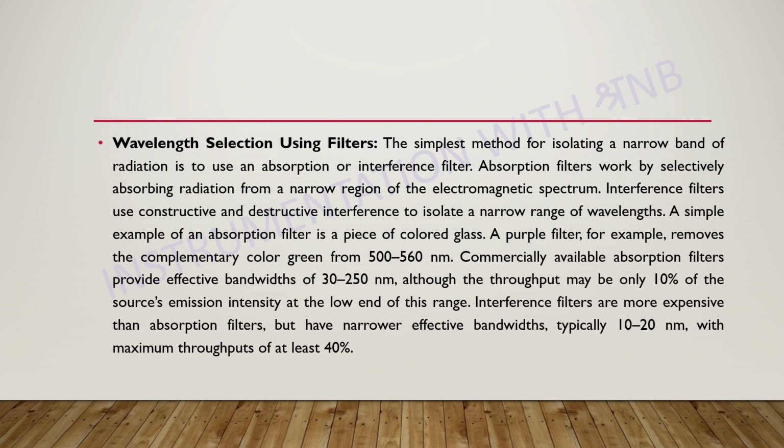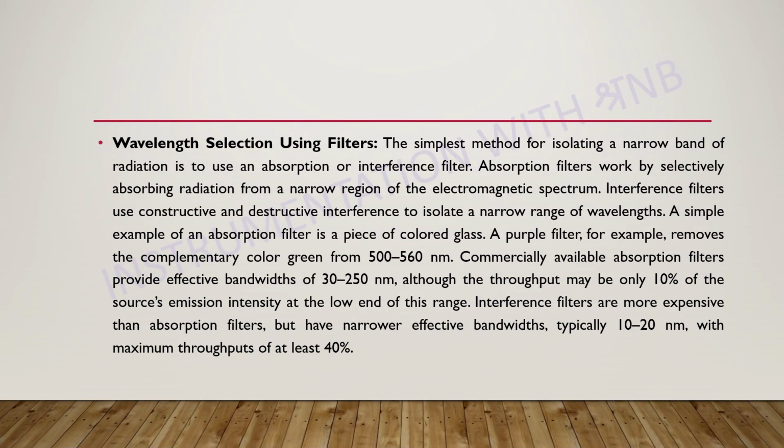Absorption filters work by selectively absorbing radiation from a narrow region of the electromagnetic spectrum. Interference filters use constructive and destructive interference to isolate a narrow range of wavelength. A simple example of an absorption filter is a piece of colored glass. A purple filter, for example, removes the complementary color green from 500 to 560 nanometer. Commercially available absorption filters provide effective bandwidths of 30 to 250 nanometer, although the throughput may be only 10% of the source emission intensity at the low end of this range.